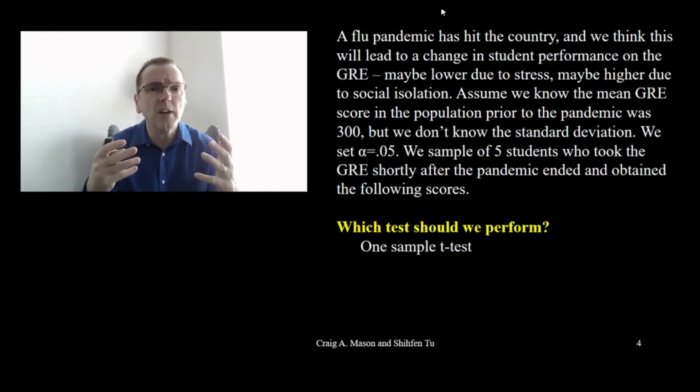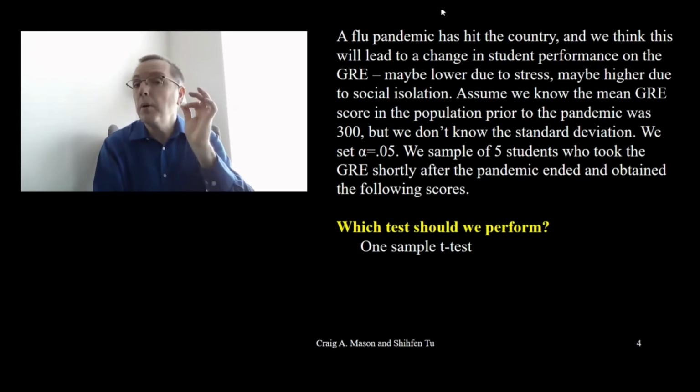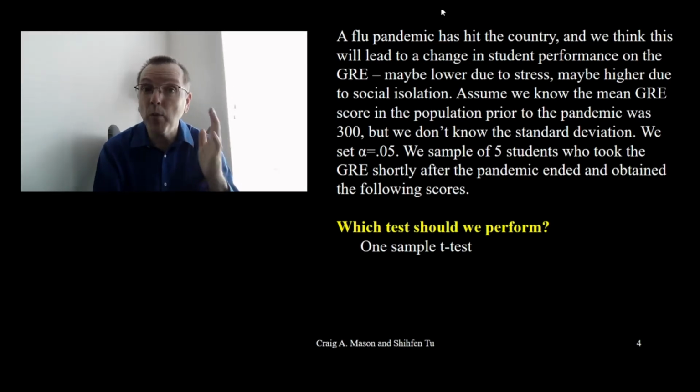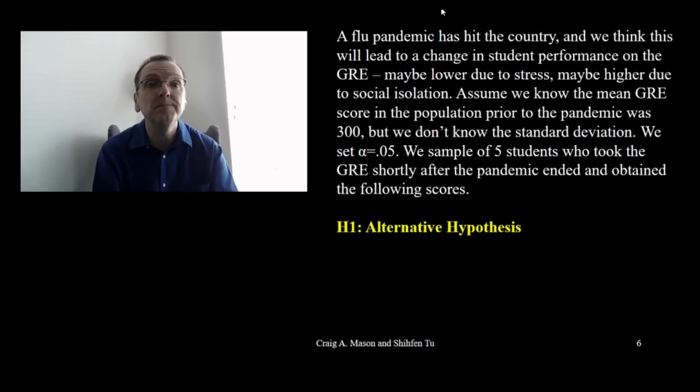But based on all of that, we could almost do a one-sample z-test. But we're missing something. What is it? What are we missing? Notice we don't know sigma squared. That's why we can't do a one-sample z-test.